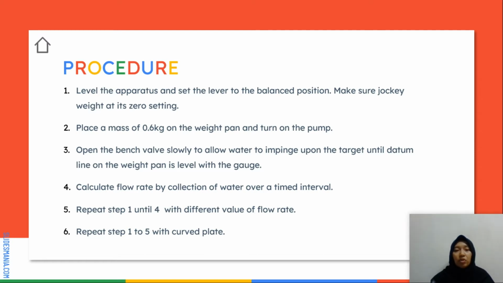Next, calculate flow rate by the collection of water over a time interval. Then repeat step 1 until 4 with different values of flow rate. And lastly, repeat step 1 until 5 with curved plate or hemispherical cup.